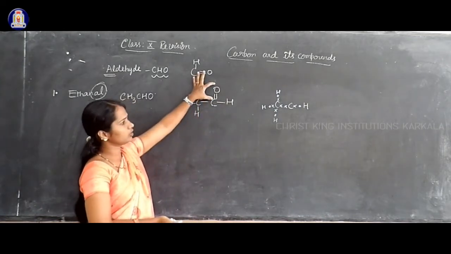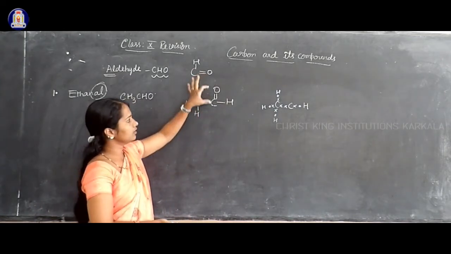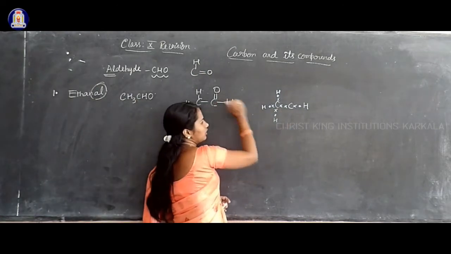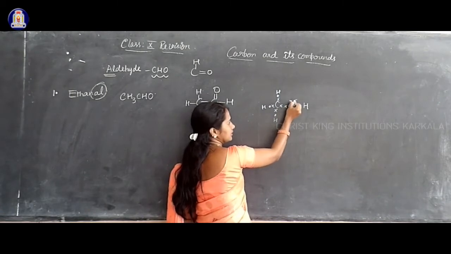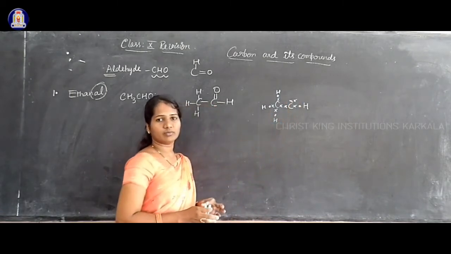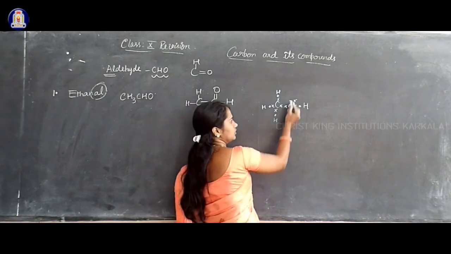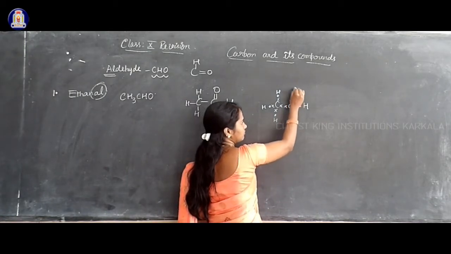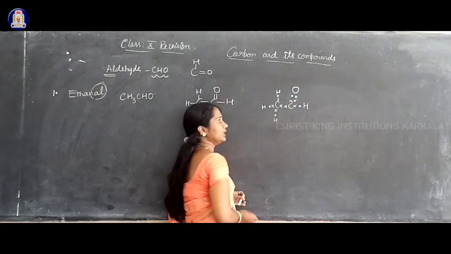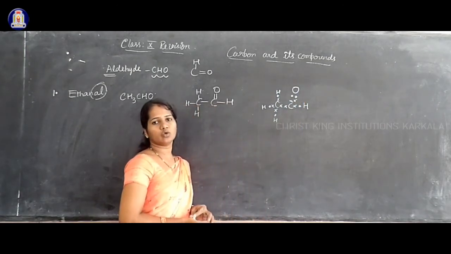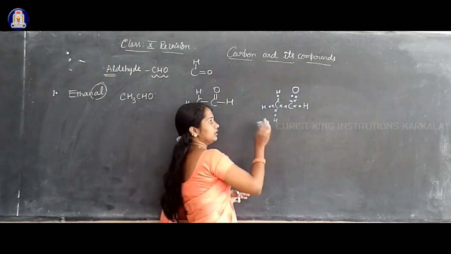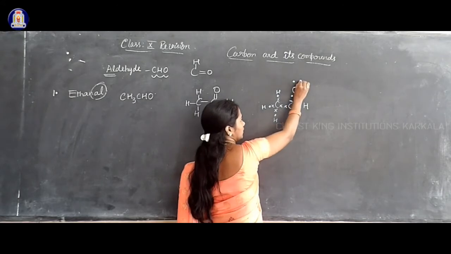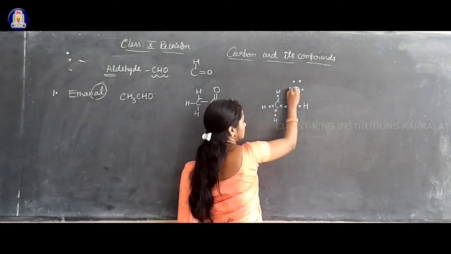Now only the double bond with the oxygen is remaining with the second carbon. Double bond in the sense sharing of 2 pairs of electrons. So 2 dots of this carbon, 2 dots of oxygen. How many electrons are present in the outermost shell of oxygen? There will be 6 electrons. So 2 already I wrote, 3, 4, 5, 6.